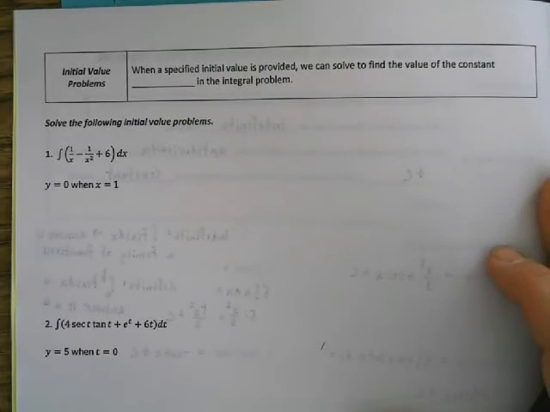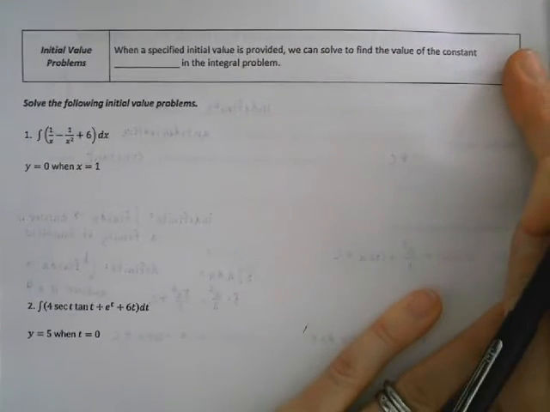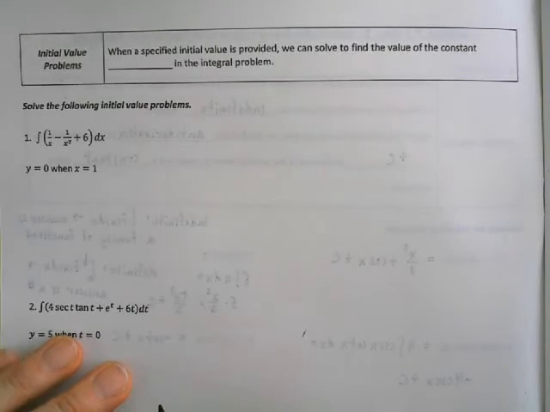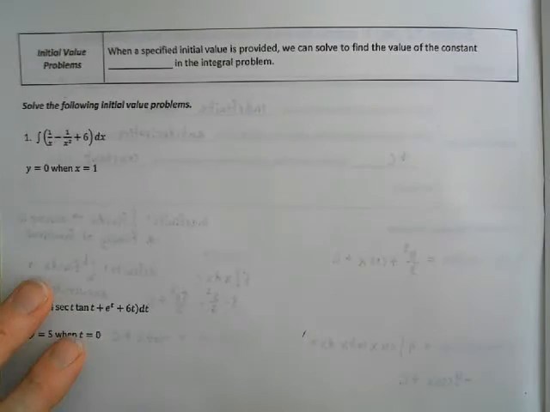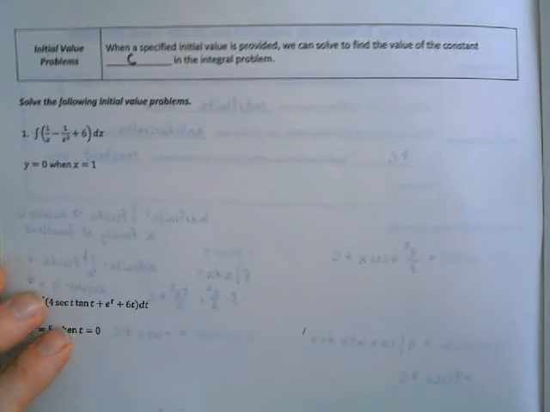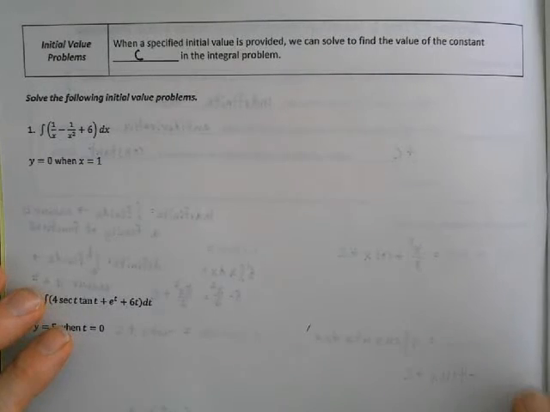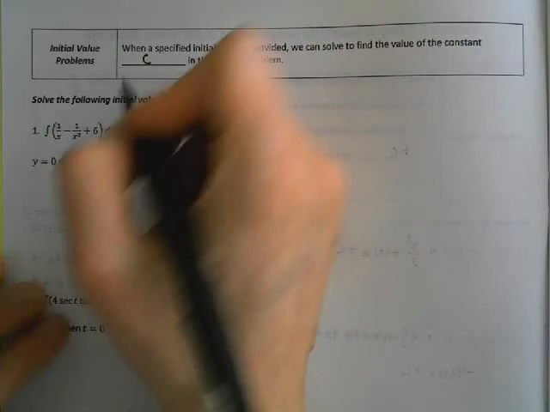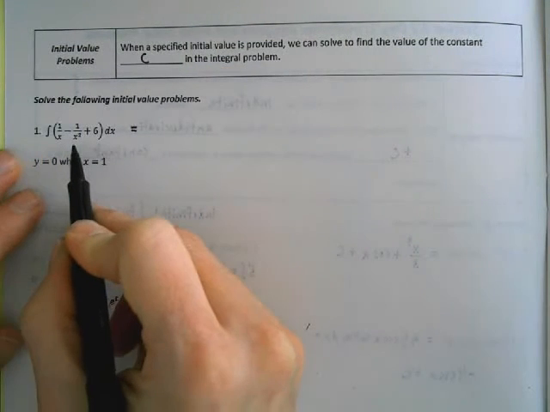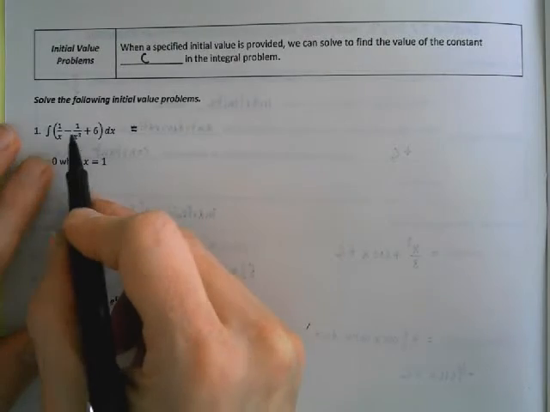Here we go. Okay, now for initial value problems, when a specified initial value is provided, we can solve to find the value of the constant c in our integral problem. So all this means is that we're going to be given some information so that we can solve for c. So our first step is going to be just the same as what we were doing. We're first going to anti-differentiate, and because this is indefinite, we're going to add a plus c to our answer.